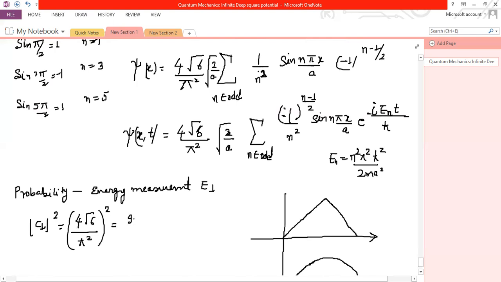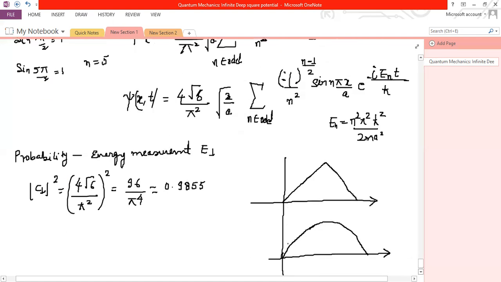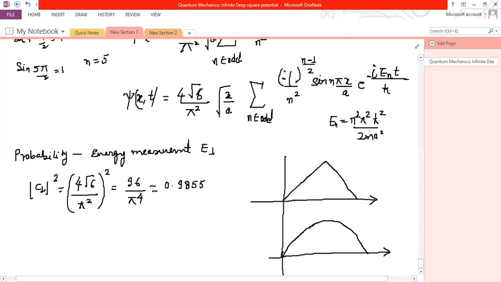And what will it give me? It will give me 96 divided by pi raised to power 4. And what is 96 divided by pi raised to power 4? Just calculate, and you'll find that it is almost equal to 0.9855 only. Okay. So again, you can see that the most dominant contribution in the wave function comes from the ground state. So again, you see how close we are to our anticipation.